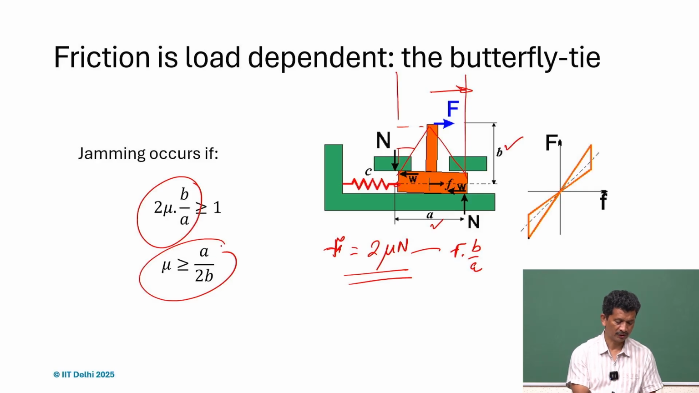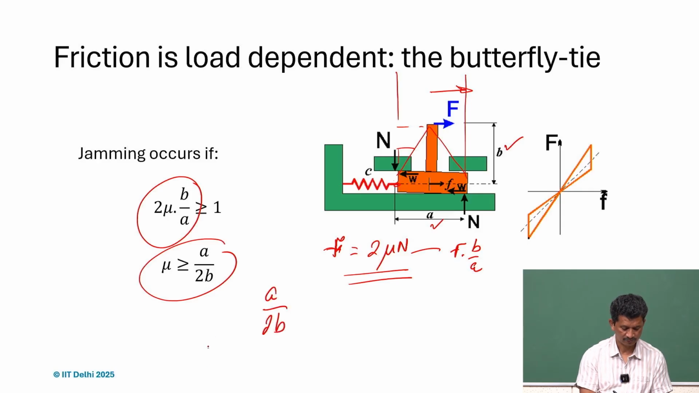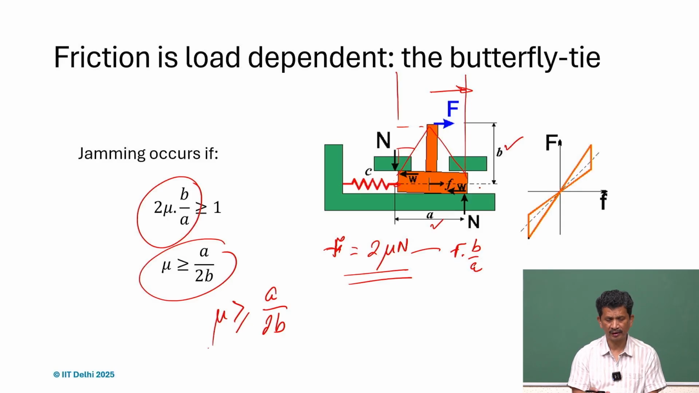So it also says, A by 2B. So A small means again highly likely it will get jammed. B large, again highly likely it will get jammed. Or if you want to work the other way around, B has to be smaller, and A has to be longer so that the jamming may not happen.